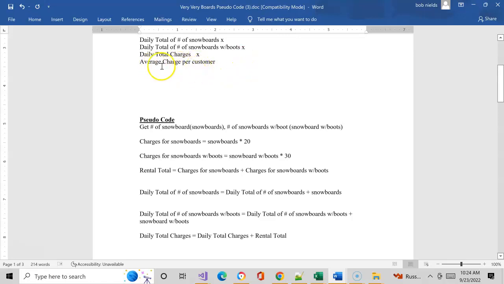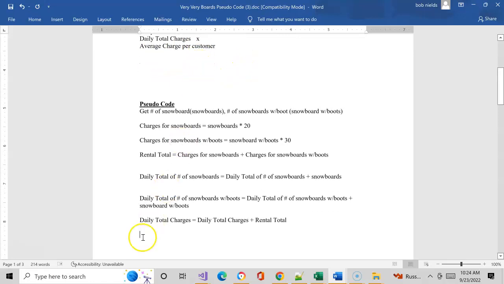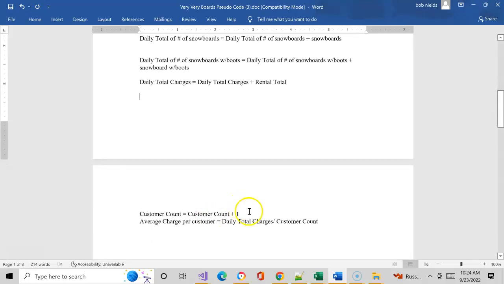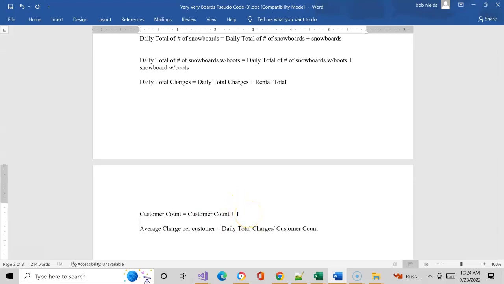Now we have this last one called average charge per customer. Well, I'm going to take my daily charges and I need to divide it by something to come up with the average, right? So what do I need to divide it by? The number of customers. Well, once again, the computer doesn't know how many customers you have. You need to tell the computer how many customers you have. So based upon that, we need to introduce something called a customer count. So every time we press submit, we're going to add 1 to this customer count, okay? And then by doing that, we will end up with our average. Does that make sense? So yeah, that's logic there.